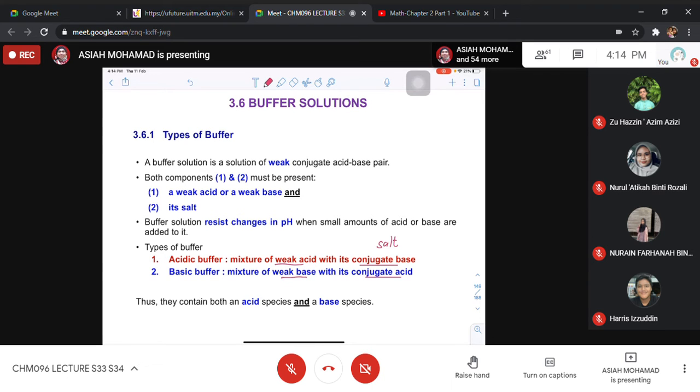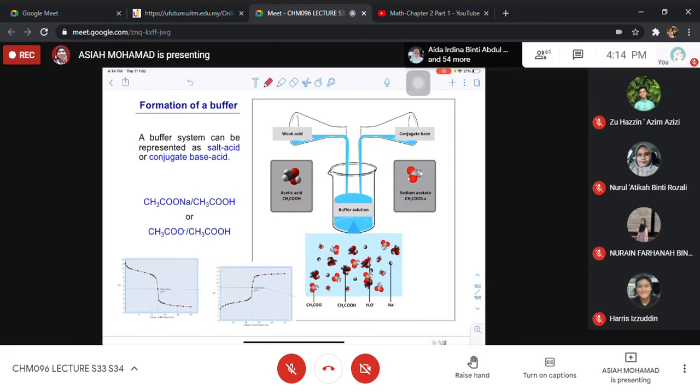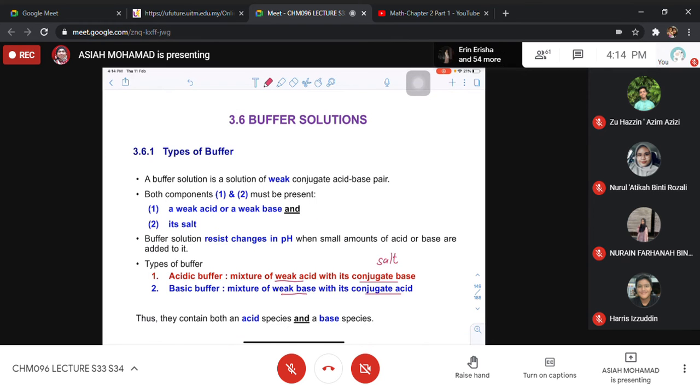For example, this is the formation of a buffer. You have this acetic acid, an acidic buffer. Acetic acid is combined with sodium acetate. This is the component of weak acid. This is the component of weak base, the conjugate base of this weak acid, which comes from the salt, CH3COO minus. So to make a buffer, any buffer must contain a weak acid and its conjugate base, or a weak base and its conjugate acid.